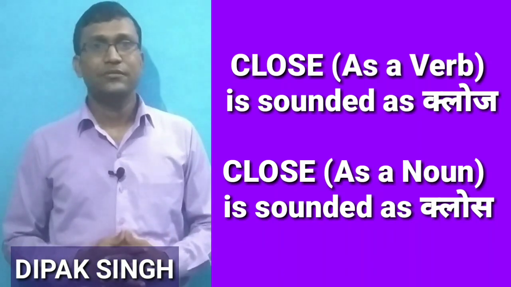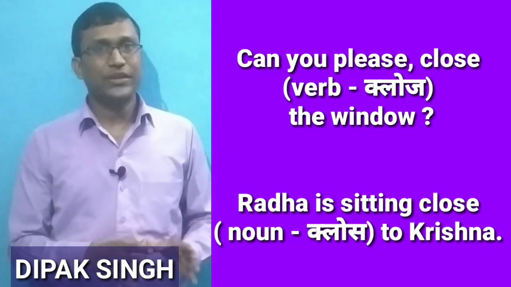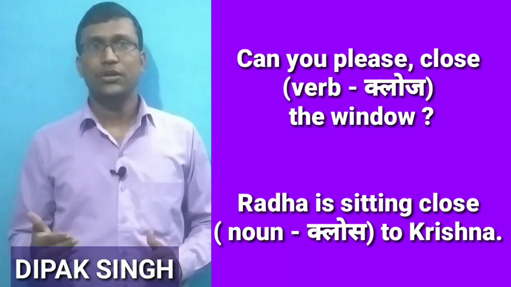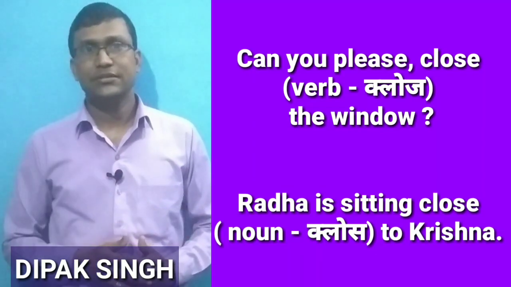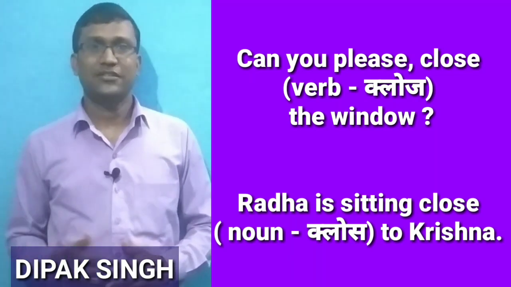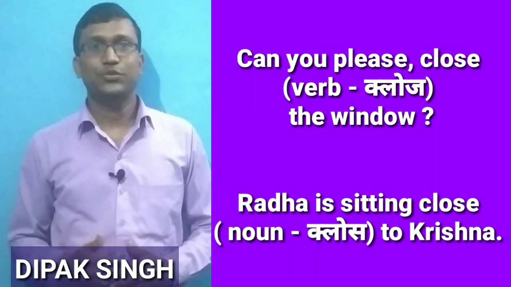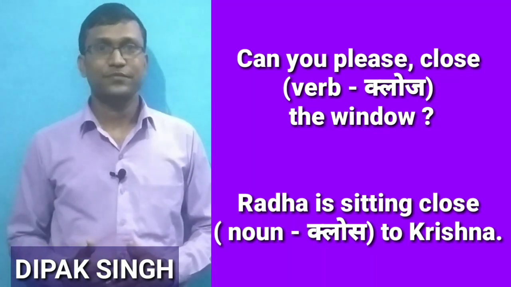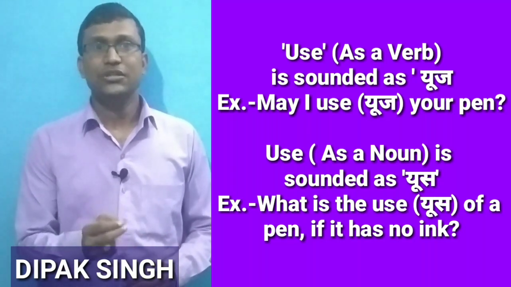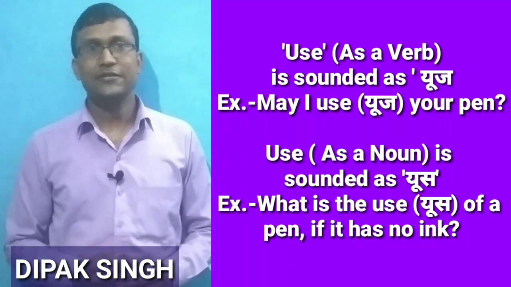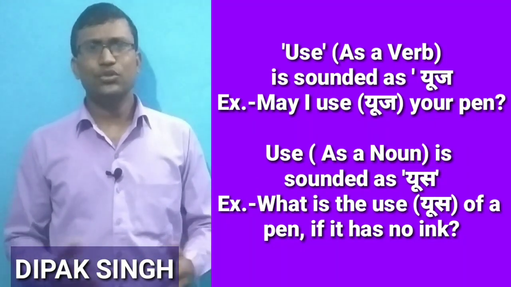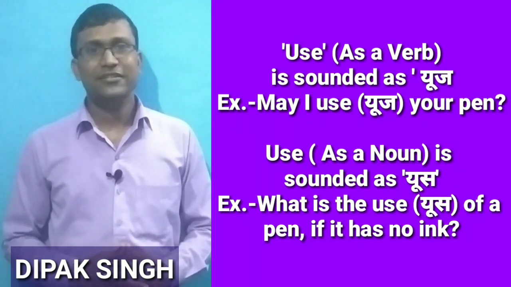Let's take an example. Can you please close the window? Close the window. Close is a verb here. But Radha is sitting close to Krishna. Here close is a noun. So it is sir sound. Next, use. When it is a verb, it's j. May I use your pen? But when it is a noun, it's use. What is the use of a pen when it has no ink?